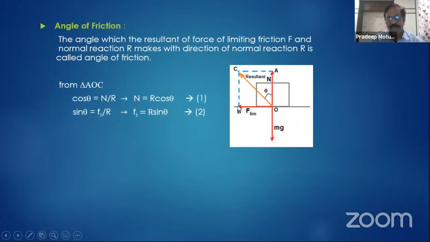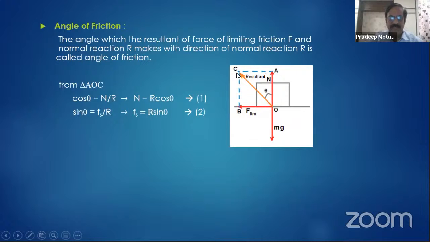Suppose you make a parallelogram, that is OBCA, like this. At the same time you can observe there is a triangle AOCR, whatever it may be. It is a right angle triangle. From this triangle, you can calculate cos theta. That cos theta is equal to N by R, that is adjacent side by hypotenuse. Therefore, N is equal to R cos theta.